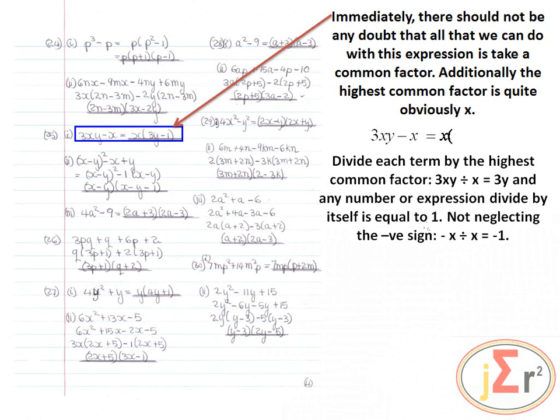3xy divided by x is equal to 3y. The x's will go, 3y will remain, and any number or expression divided by itself is equal to 1. So x divided by x is equal to 1. And not neglecting the negative sign, negative x divided by x is equal to negative 1. So we cannot deny that we have a negative sign present right there.